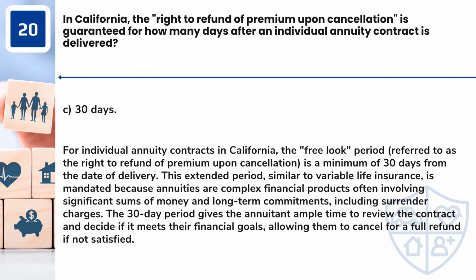Answer: C. 30 days. For individual annuity contracts in California, the free look period, referred to as the right to refund of premium upon cancellation, is a minimum of 30 days from the date of delivery. This extended period, similar to variable life insurance, is mandated because annuities are complex financial products often involving significant sums of money and long-term commitments, including surrender charges. The 30-day period gives the annuitant ample time to review the contract and decide if it meets their financial goals, allowing them to cancel for a full refund if not satisfied.